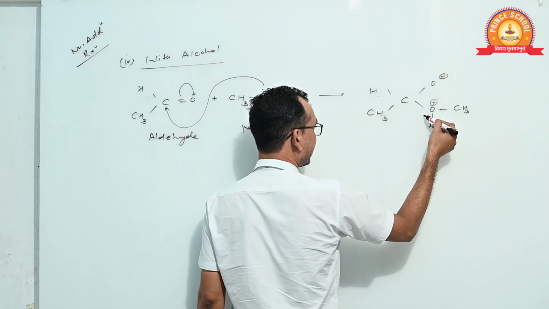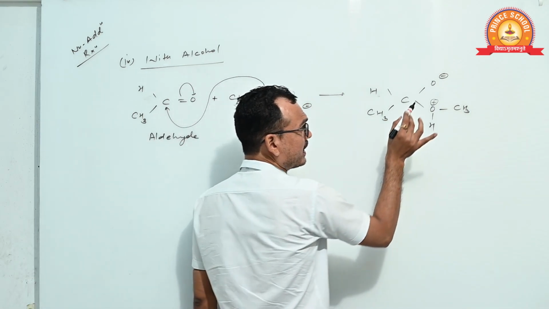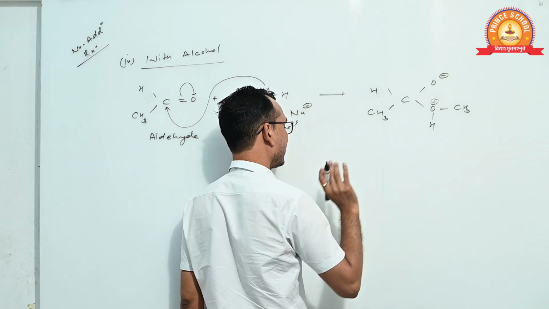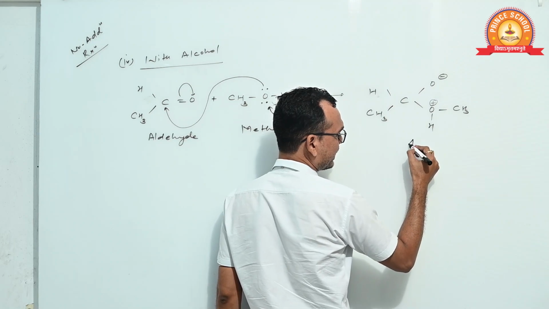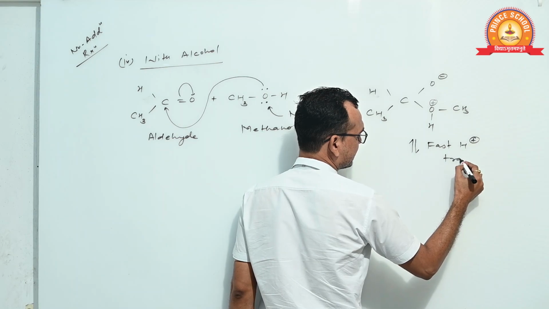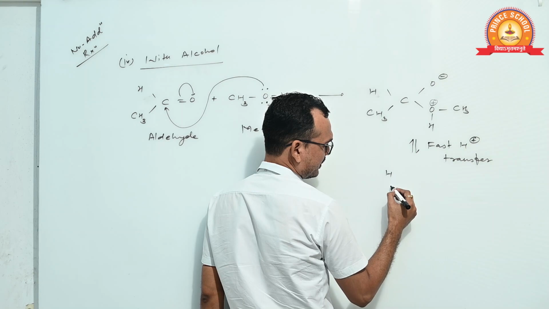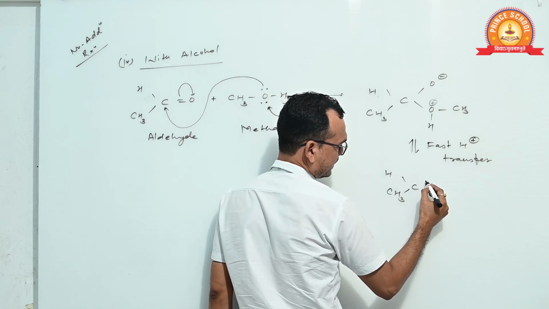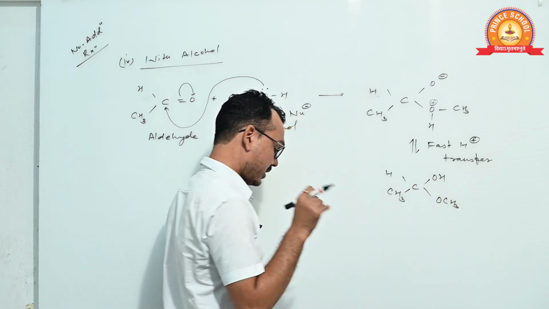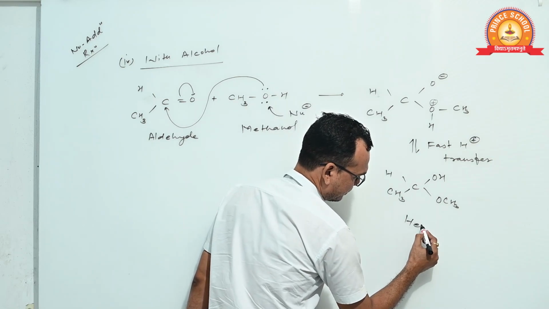मैं ये कह रहा हूँ यहाँ से ये क्या करेगा, यहाँ से एक H plus को डोनेट करेगा and gain the ideal position, and this H is captured by this oxygen atom and this also gains the ideal condition. Then we can say fast H plus transfer. After the H plus transfer we get COH and OCH3. The forming compound is known as the hemiacetal.